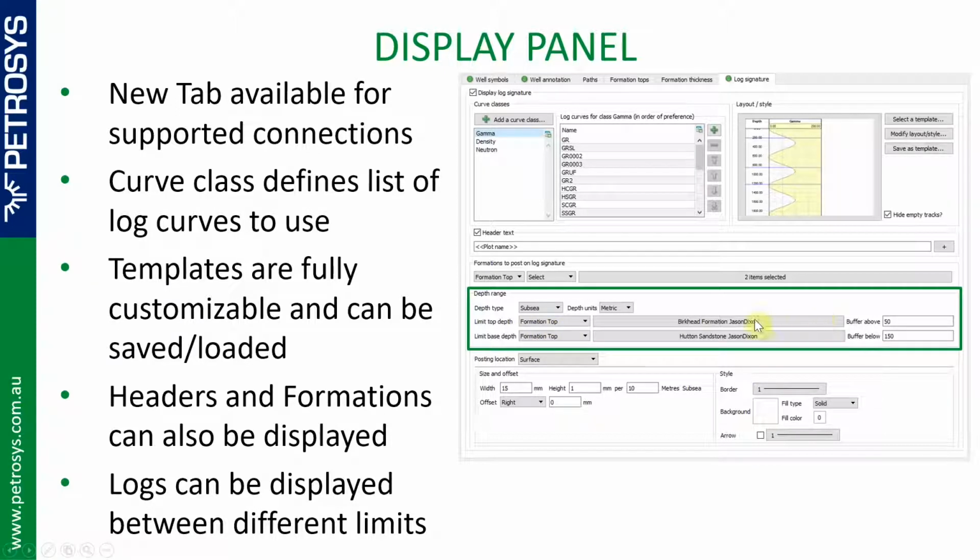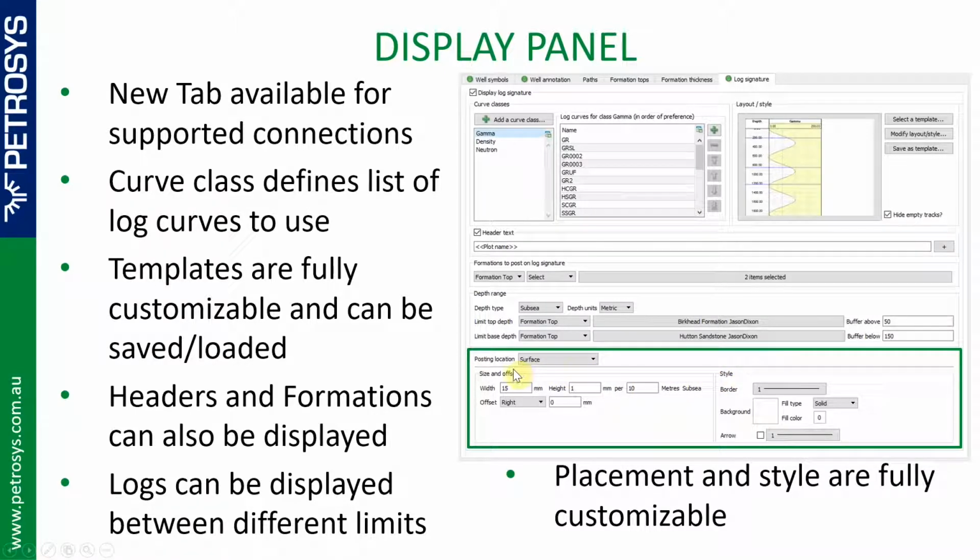Here we've selected formation tops. We've selected two different formation tops and applied a buffer above and below those. So we're going to display the logs 50 metres above the Birkhead and 150 metres below the Hutton Sandstone. And then we can select the posting location, whether that's going to be at the surface hole, bottom hole, or a formation along that track if we have a deviated well path.